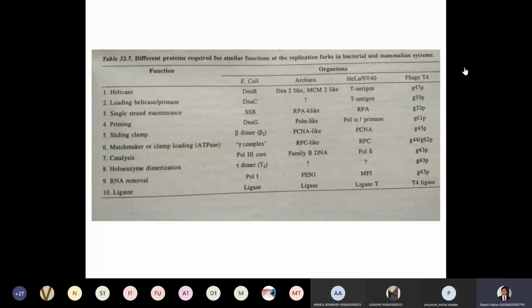Before I start replication in the eukaryote, first you can just revise all this replication in the bacteria and replication in the virus. I will send the slides today. You can learn this replication in prokaryotes completely, and you don't have to learn too much in the eukaryotes.